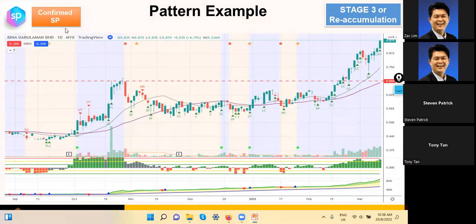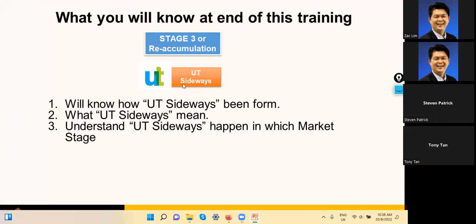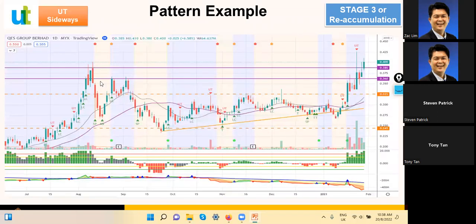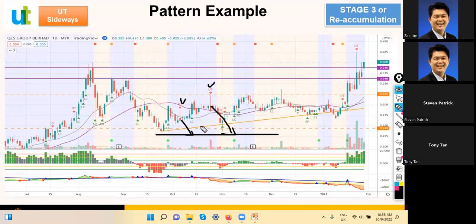This is a confirmed SP, and in the sideways we will also see a lot of upthrusts. You can go into all these details in your notes and also the video. Here is an example of a stock. You can see here you have an upthrust, but this thing never dies. It did not drop very low to all these lines. It just dropped to a line and still continued moving up.